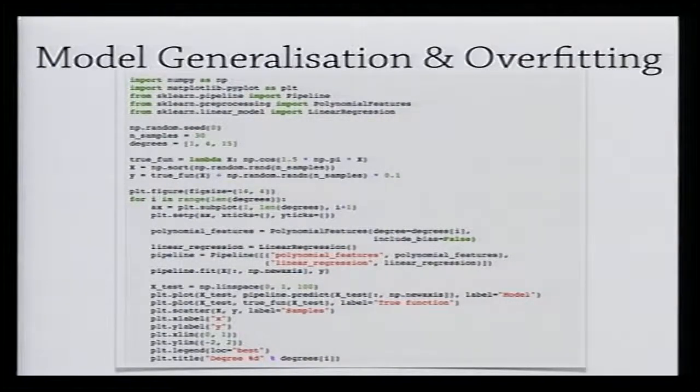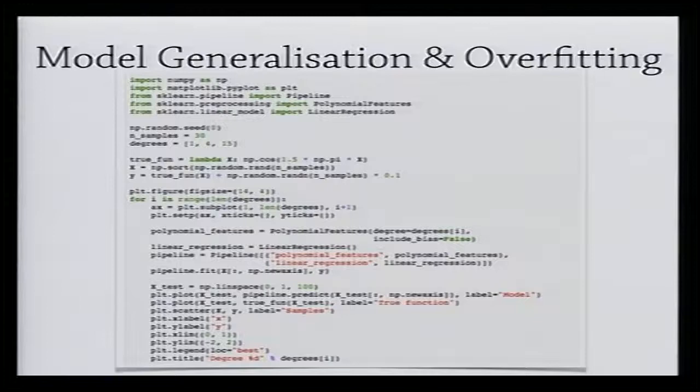So, this is the part related to the unstable data. What about model generalization and overfitting? I don't have the time to explain the code. I'll just show you the example.